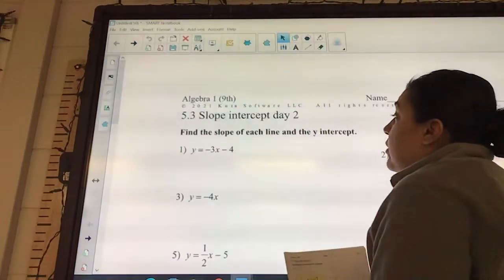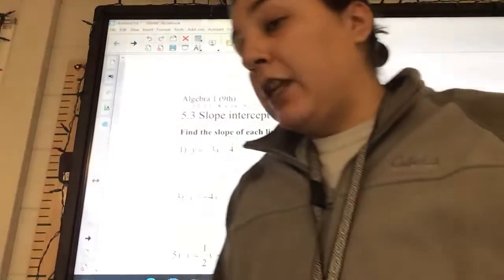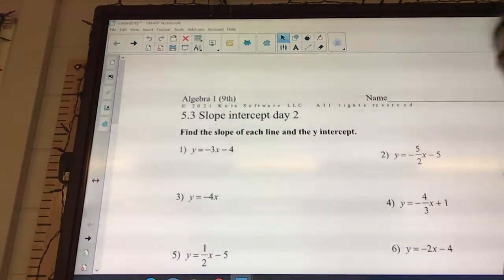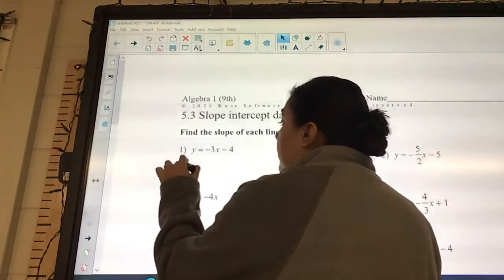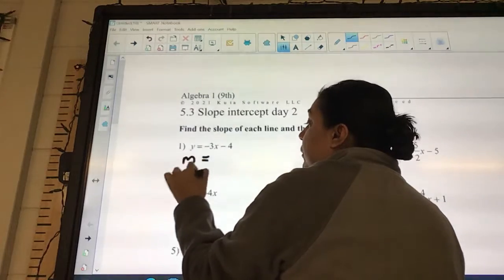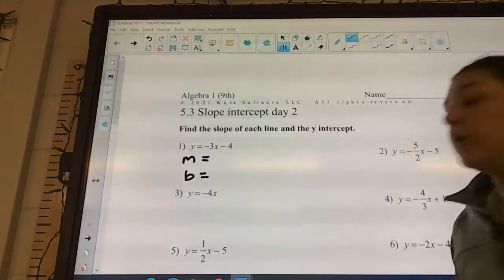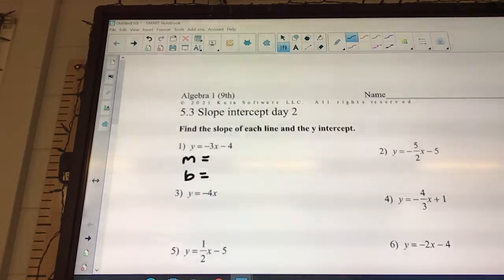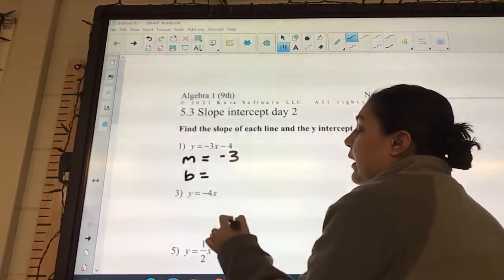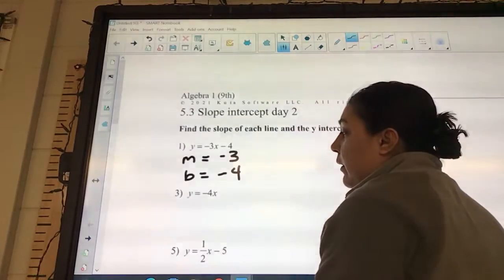this yesterday, okay? So find the slope of each line and the y-intercept. And so we need to, our slope, we use what letter? Hopefully you know by now it's Wednesday, we use the letter M. Okay, so we're just gonna say M equals, B equals. Okay, what's B stand for? Yeah, our y-intercept, okay? So our M is gonna be -3 and our B is -4.